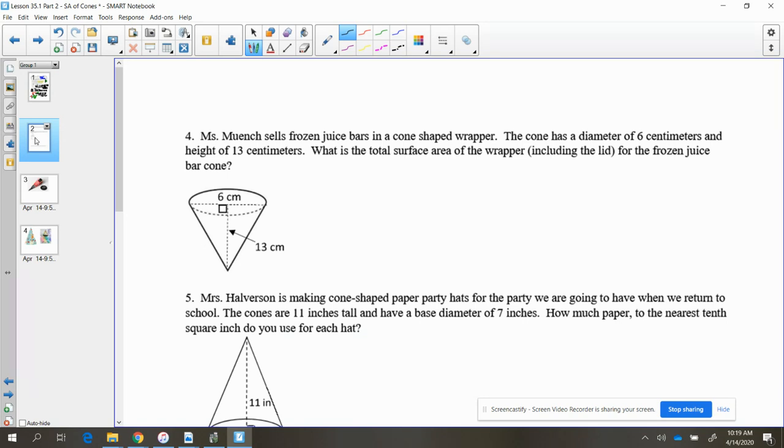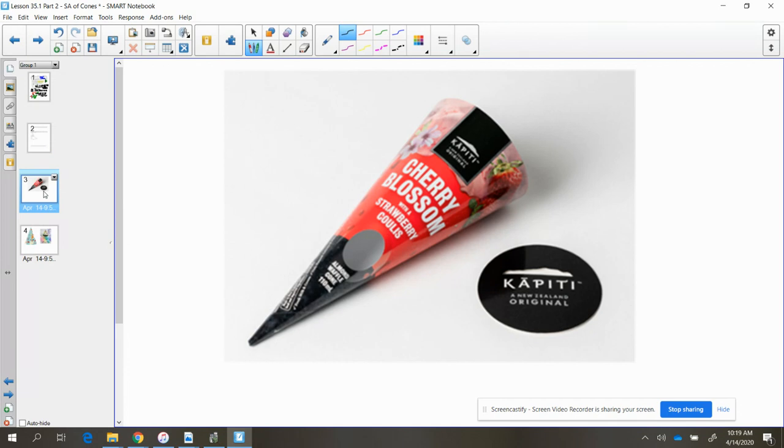Now, for the first one, it says Ms. Minch sells frozen juice bars in a cone-shaped wrapper. The cone has a diameter of 6 centimeters and a height of 13 centimeters. What is the total surface area of the wrapper, including the lid? So just to give you a little bit better of a visual, imagine here's our frozen juice, and we are going to have a lid that we need to include on that as well.